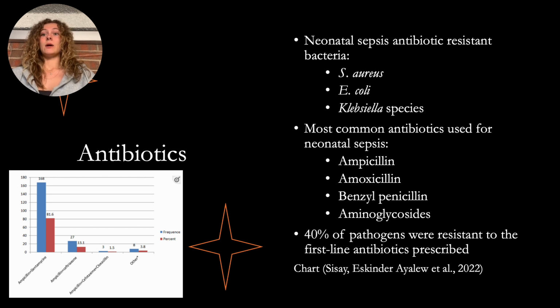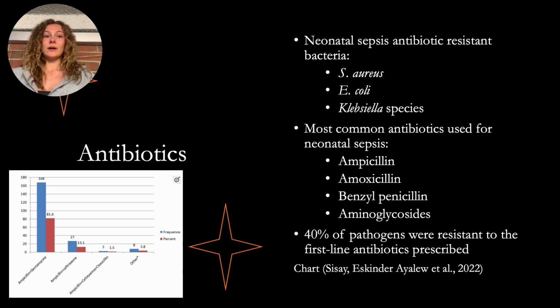it's that the bacteria that cause sepsis have become resistant. Now, these bacteria can be S. aureus, E. coli, and then a lot of the Klebsiella species. And now the antibiotics that we do use against sepsis are going to be ampicillin, amoxicillin, benzyl penicillin, and then aminoglycosides. And those are just a couple. But around 40% of these pathogens were resistant to that first line of antibiotics, which are some of the ones that I read off to you.